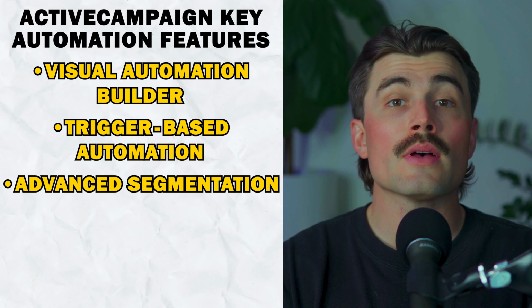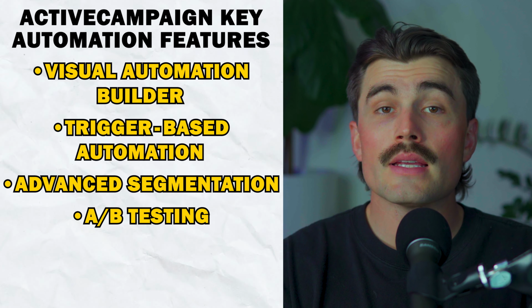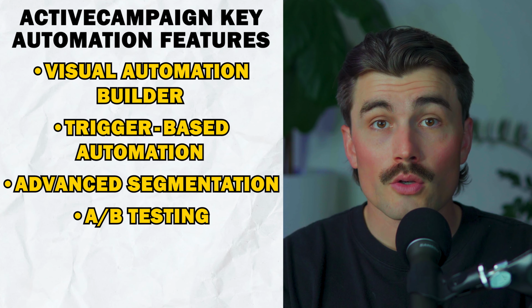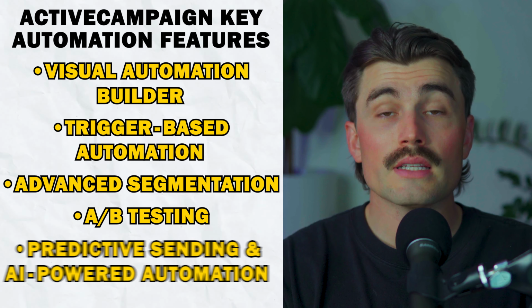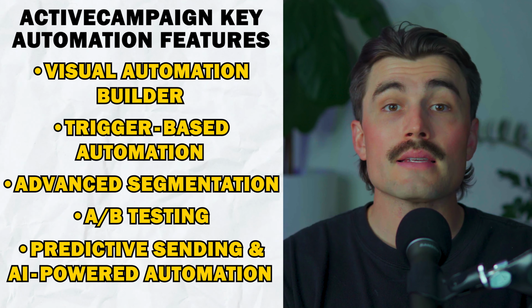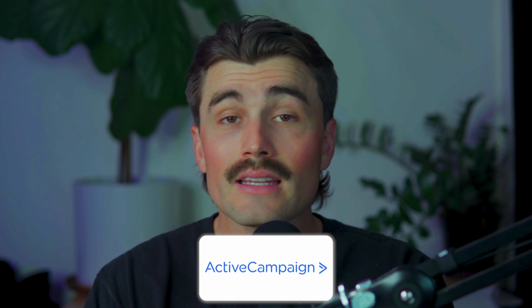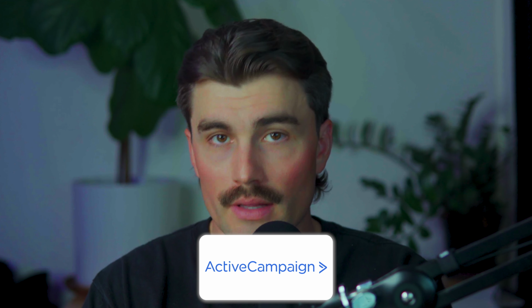Advanced segmentation. You can personalize email sequences based on user behavior, interests, and purchase history. A/B testing. Optimize automation workflows by testing different sequences. Predictive sending and AI-powered automation. Machine learning determines the best times to send emails for higher engagement. For businesses that rely heavily on email marketing to nurture their leads, retain customers, and drive engagement, ActiveCampaign is one of the best tools available.